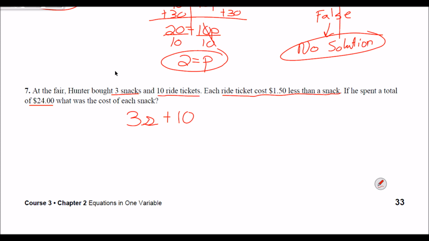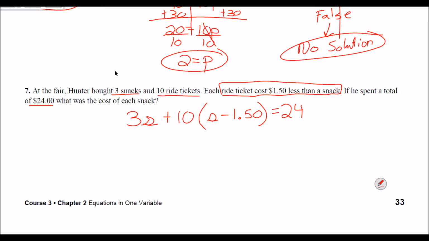So what we need to do is look at this piece right here. It talks about each ride ticket is $1.50 less than a snack. So if we know what the snack costs, we're going to subtract $1.50 from it. And in total, Hunter spent $24. Okay? So now we have the equation set up.